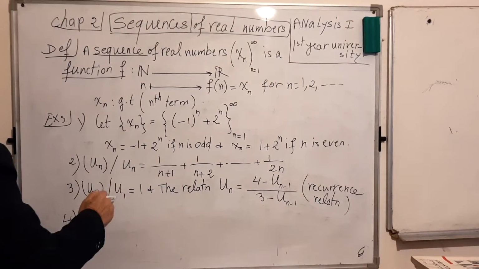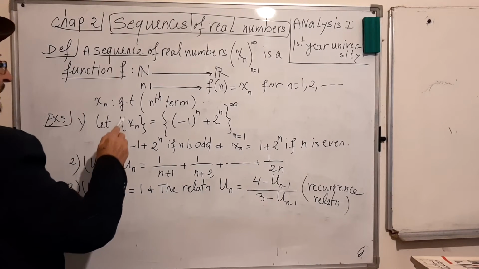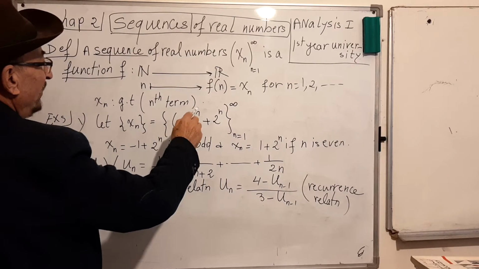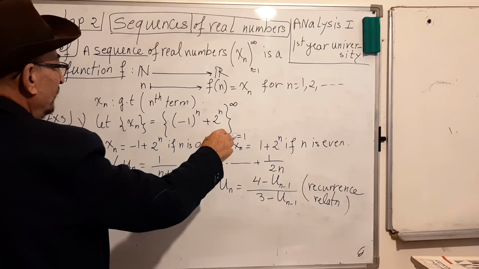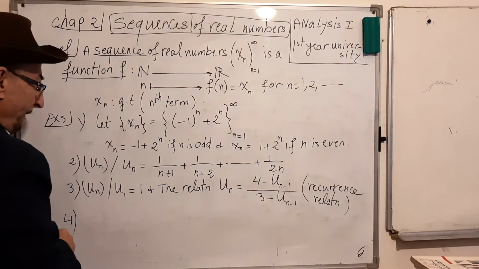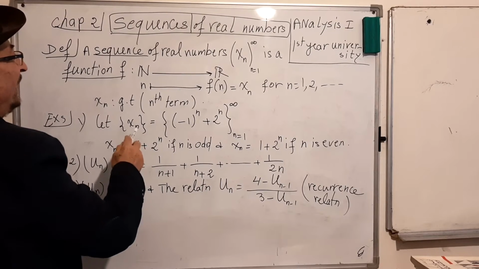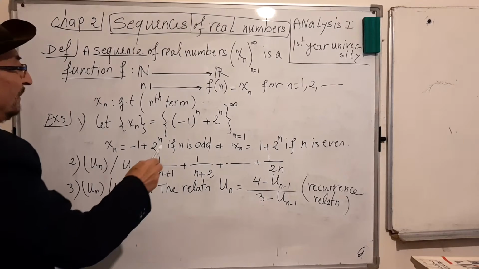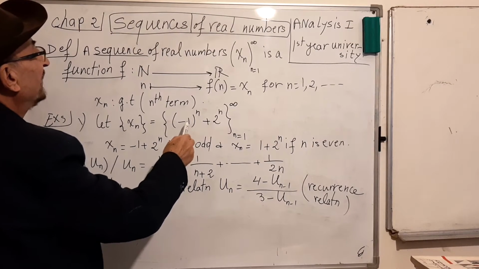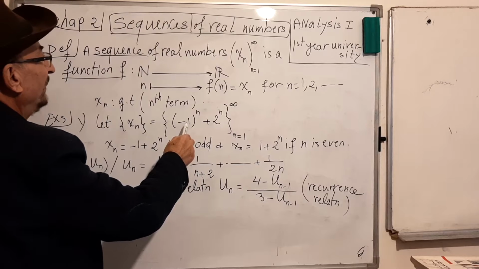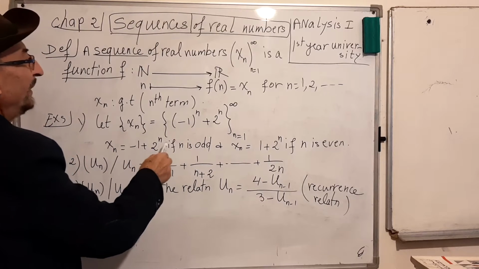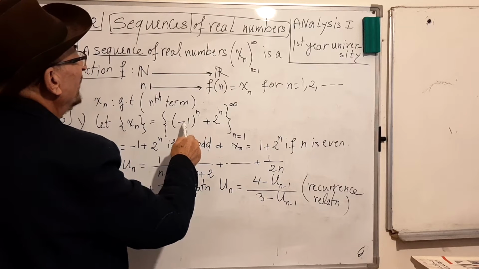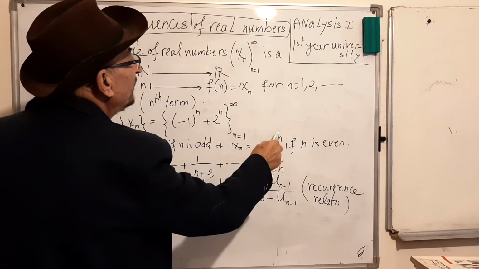For examples, example 1, let the set xn of numbers (-1)^n + 2^n, n between 1 and infinity. The general term xn: for n odd, (-1)^n equals -1, so xn equals -1 + 2^n. If n is even, (-1)^n equals 1, xn equals 1 + 2^n.